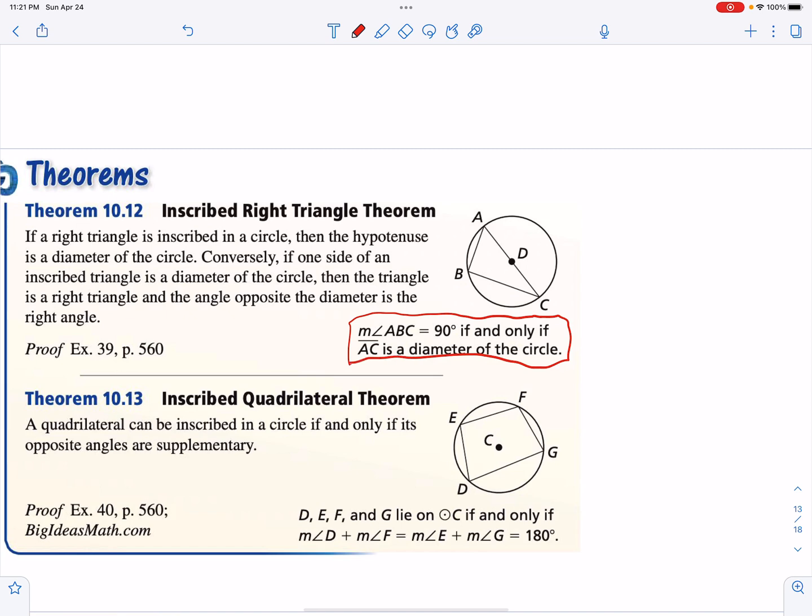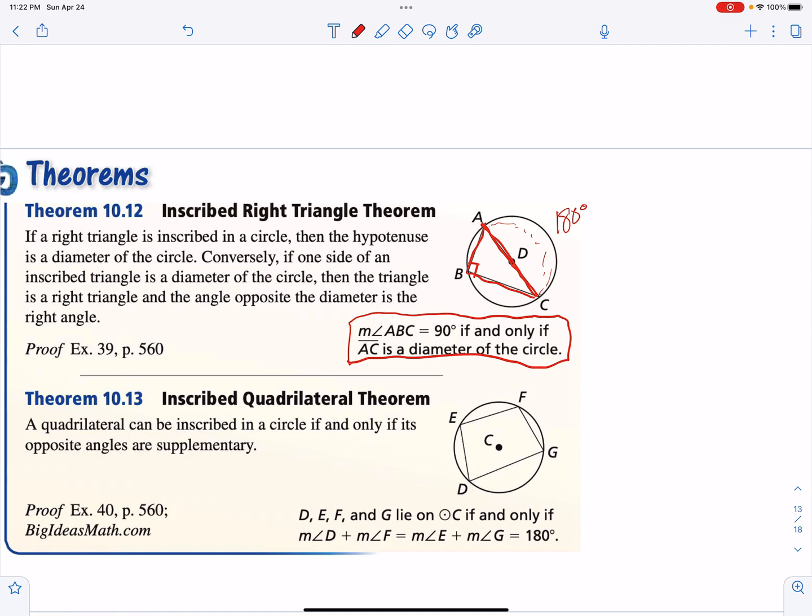So it says the measure of angle ABC is 90 degrees if and only if AC is a diameter. So we have to realize that, again, if a diameter is created, that means that this angle is creating the whole half of the circle over there. So if this dotted arc over here is 180 degrees, we know half that has to be 90, is basically all it's saying.